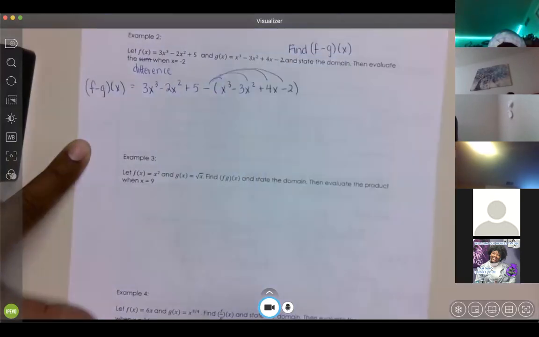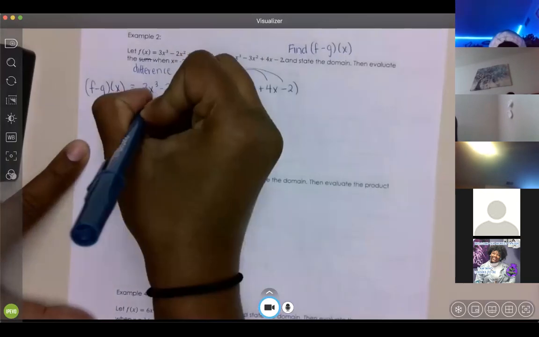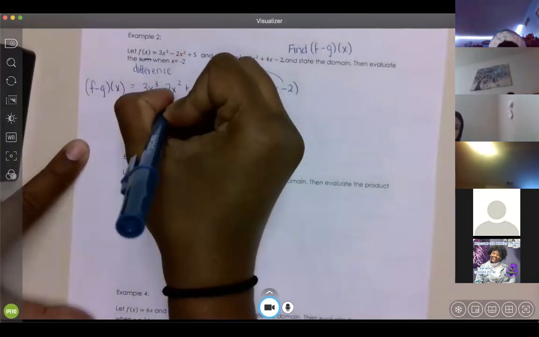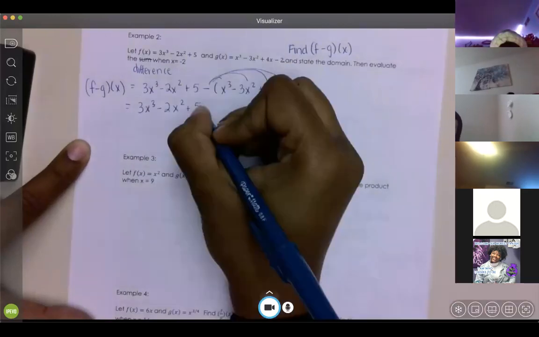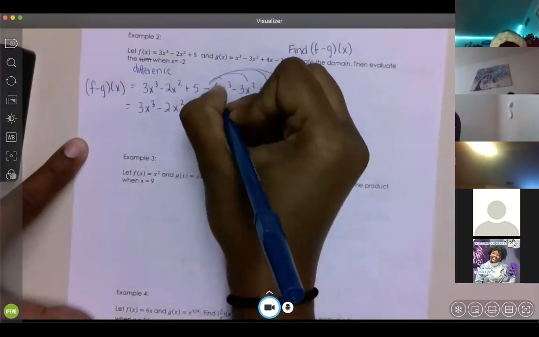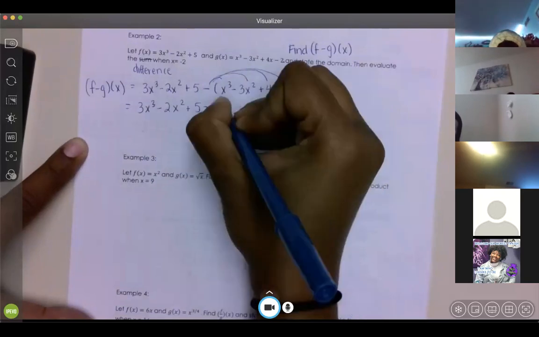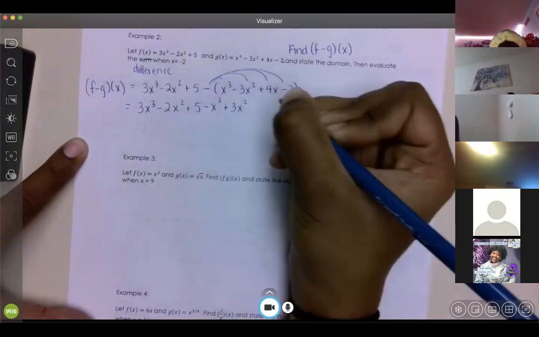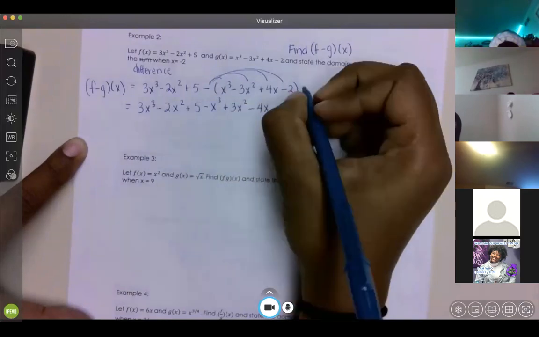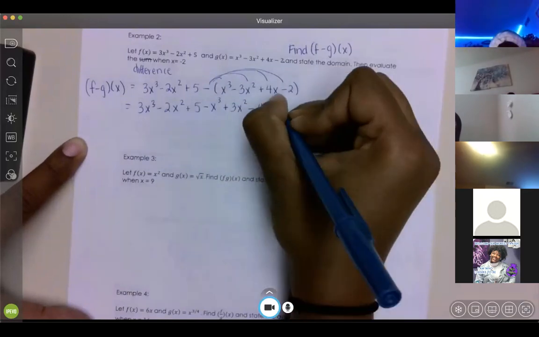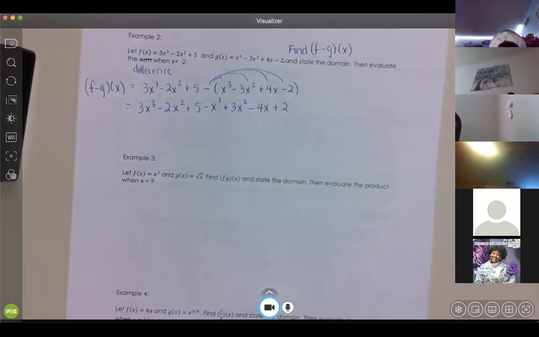So essentially, you're taking this negative and distributing it to every single term inside of the parentheses. So when you rewrite it, distributing a negative is the same as just changing the sign of everything. So positive x cubed changes to negative x cubed, negative 3x squared changes to positive 3x squared, positive 4x changes to negative 4x, and negative 2 changes to positive 2. Any questions so far?